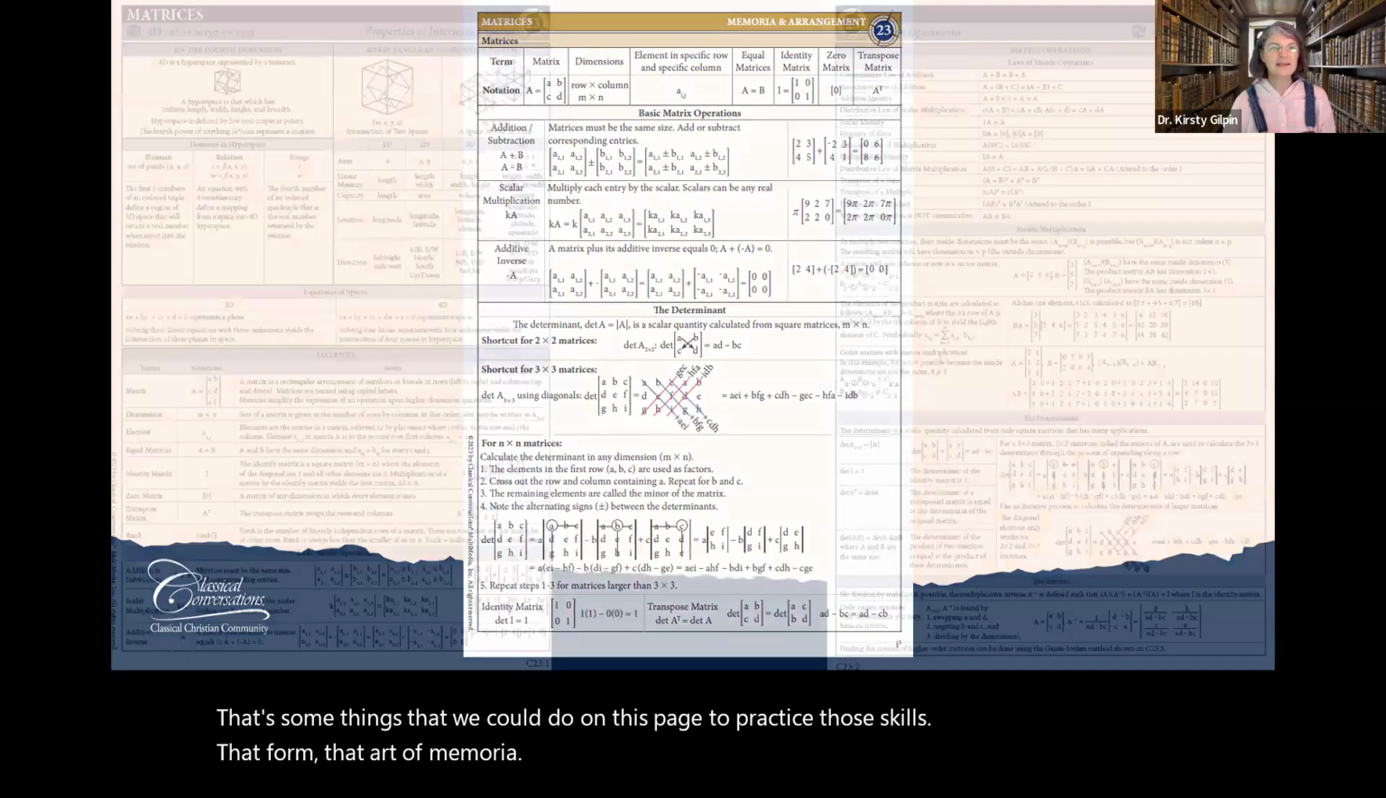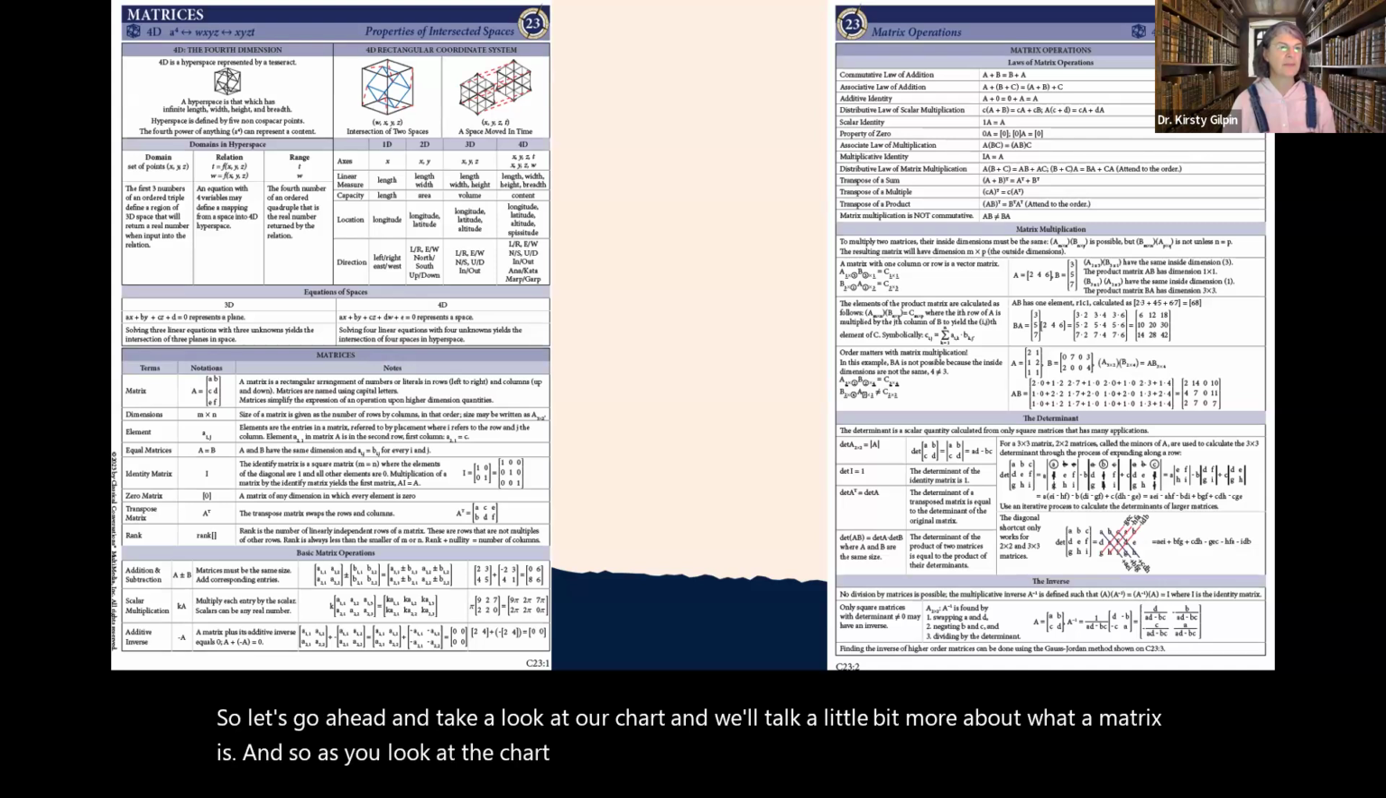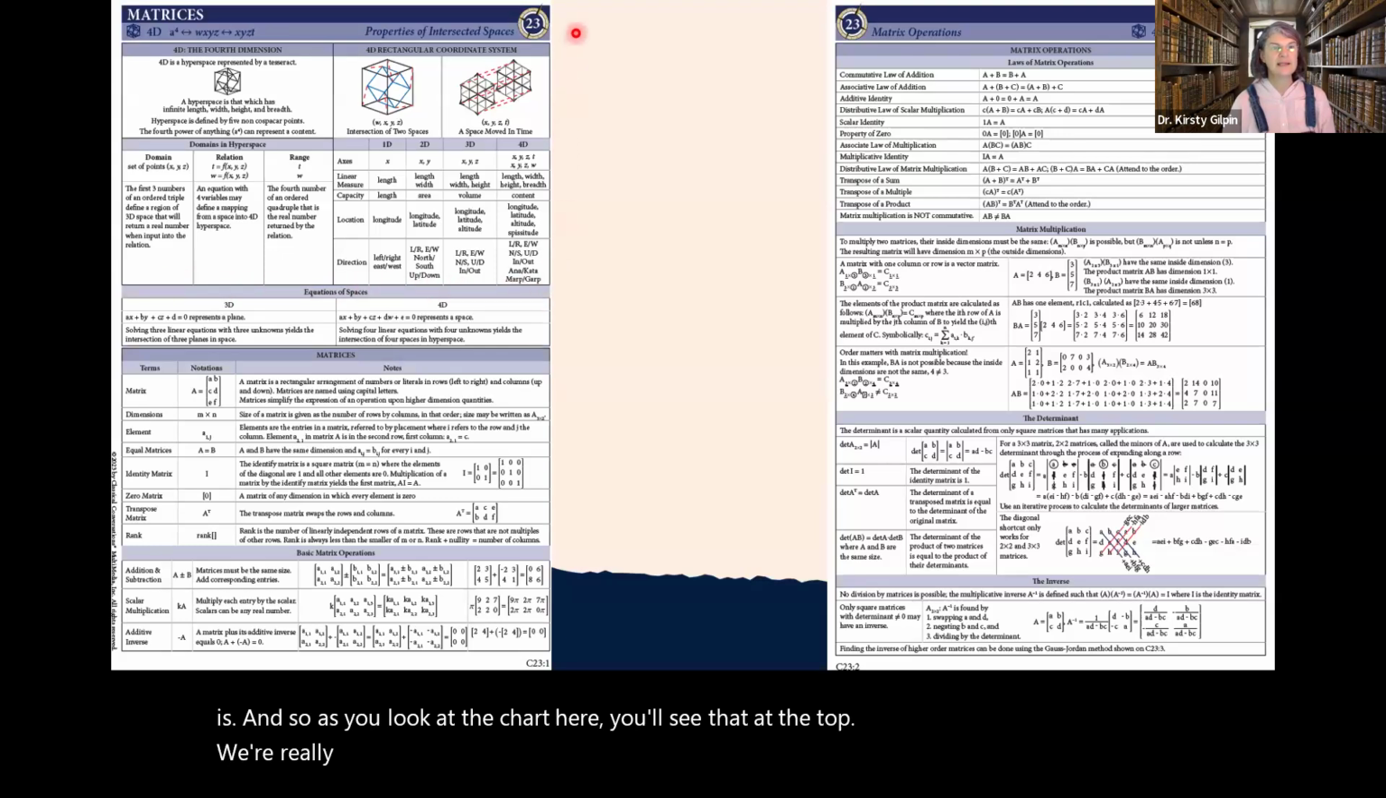So let's go ahead and take a look at our chart, and we'll talk a little bit more about what a matrix is. As you look at the chart here, you'll see that at the top, we're really emphasizing this idea of the 4D. And what does that mean to enter into the 4D?